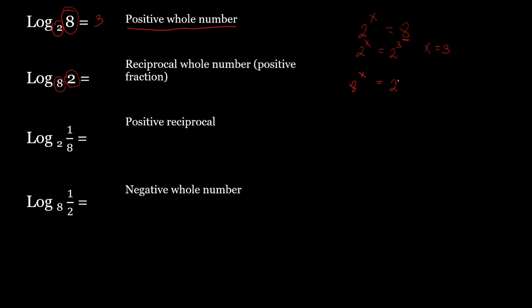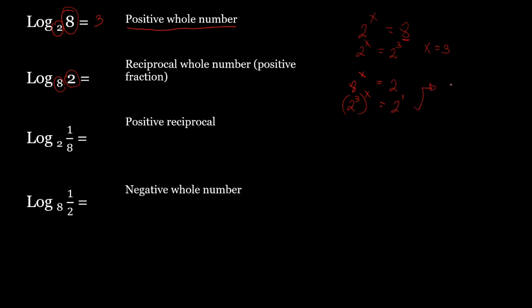Then how are you going to solve this? What you are going to do is transform your base 8 into exponential form. So the exponential form of 8 is 2 cubed, then multiplied by the exponent x, is equal to 2. Take note that the exponent of 2 is automatically 1. So you can have 1 as the exponent. Then after that you're going to simplify.